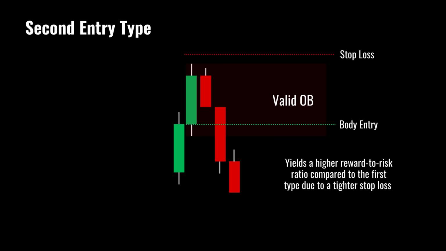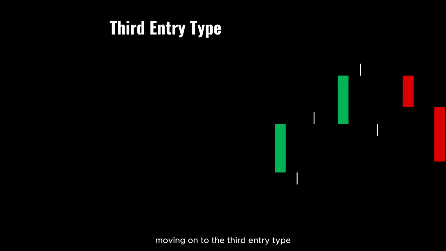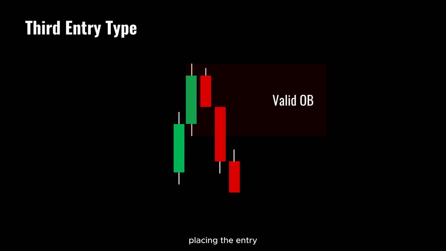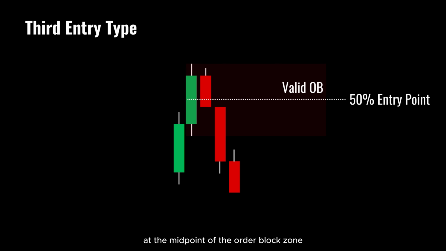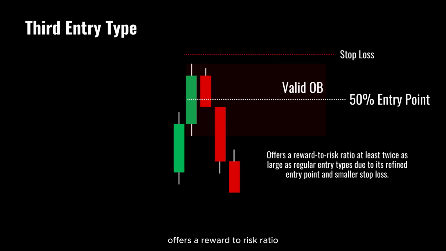Moving on to the third entry type, my preferred approach involves placing the entry at the midpoint of the order block zone. Upon identifying a valid order block, the entry is positioned at the midpoint. In a bearish scenario, the stop loss is set a spread size above the order block's highest point. This method offers a reward-to-risk ratio at least twice as large as regular entry types due to its refined entry point and smaller stop loss. Its effectiveness in enhancing trade profitability while managing risk makes it my favorite approach.